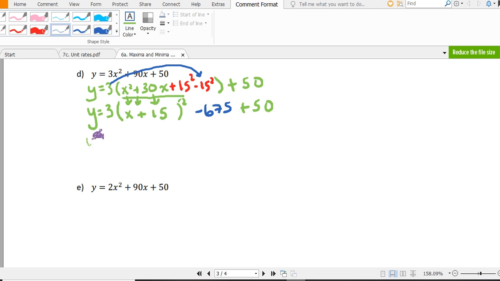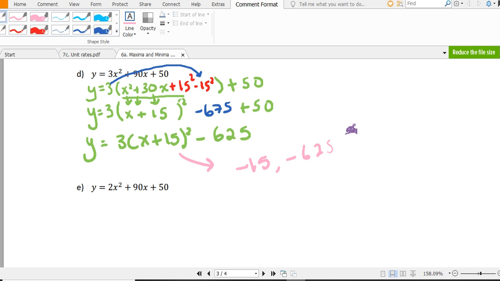And then your last step, y equals 3 times x plus 15 squared, and then whatever negative 675 plus 50 is, and that should give me negative 625. Okay, which means your vertex should be negative 15 and negative 625.